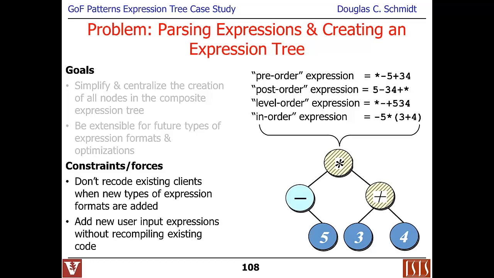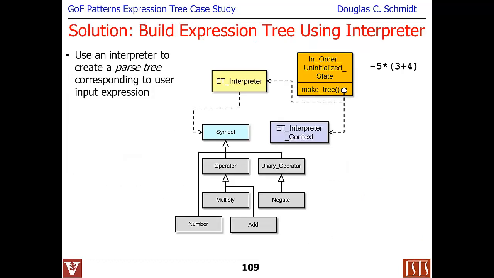Some forces, some constraints. We don't want to have to change the code when we make these changes to the representations, the new formats. And this is sort of an obvious one, but your current solution doesn't do this yet. We'd like to be able to add new types of expressions without modifying the code, right? Right now, if you want to make a new expression, you have to go modify the make tree function. We want to be able to automate that. So you just type a string, or you read a string from a file, or someone types something in on a touch screen, and then you interpret it.